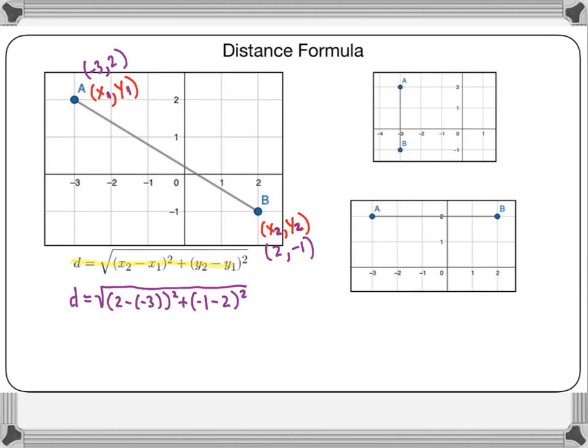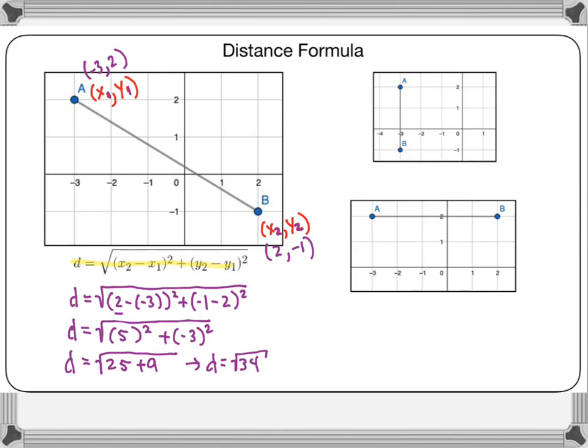Okay, now we start to clean this up. I have 2 minus -3, which is like a +3, so that gives me 5 squared for that first part, and this gives me -3 squared for that second part. Then clean it up even more. We get 25, and a negative times a negative is positive, so we get 9 here. And so the distance is going to be the square root of 34.